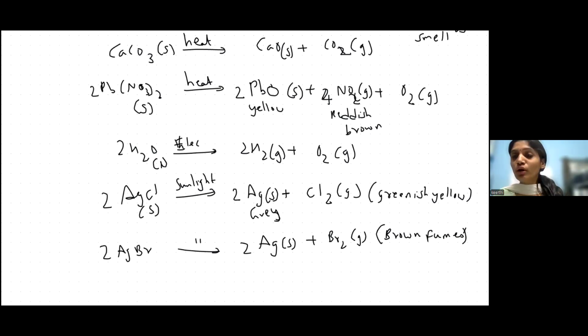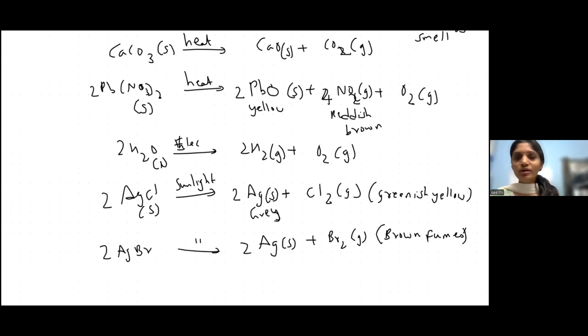And you people know these two reactions, decomposition of silver chloride and decomposition of silver bromide, are used in photography. So please remember the colors of the gases and please remember the balanced chemical reaction. So these are the reactions in the decomposition category.